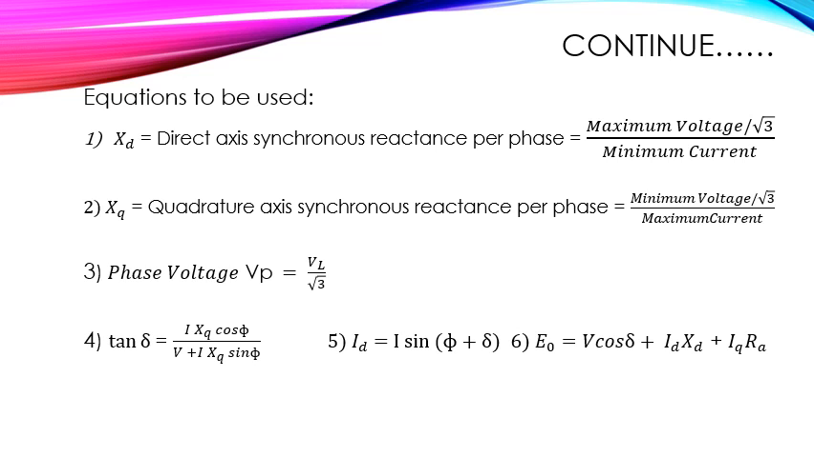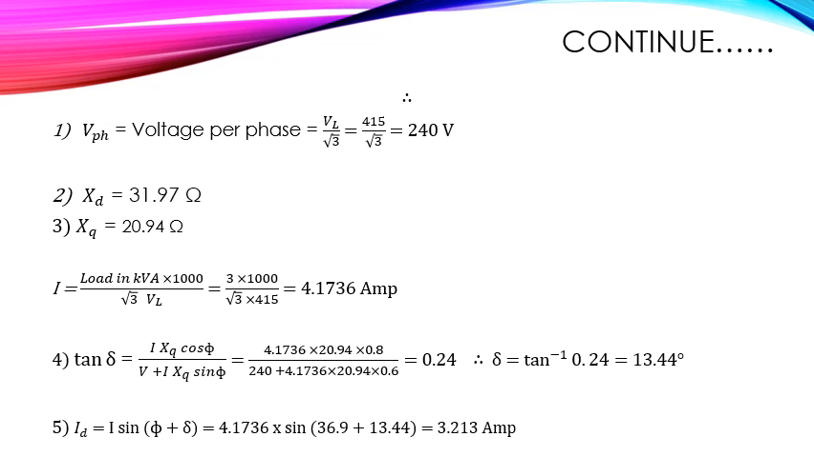Then the equations that we have to use to find the regulation: tan delta is equal to I Xq cos phi divided by V plus I Xq sin phi. Id is equal to I sin psi, that is I sin of phi plus delta. Then E naught is equal to V cos delta plus Id Xd plus Iq Ra. In the previous question, this Iq Ra was negligible. Why? Because armature resistance was neglected.